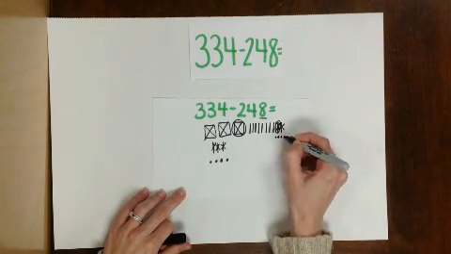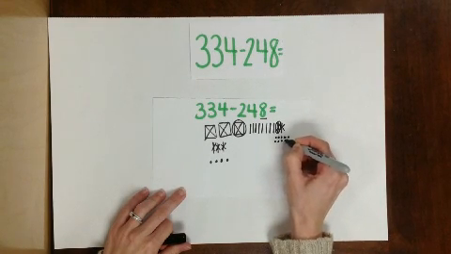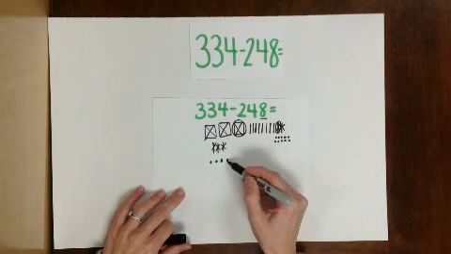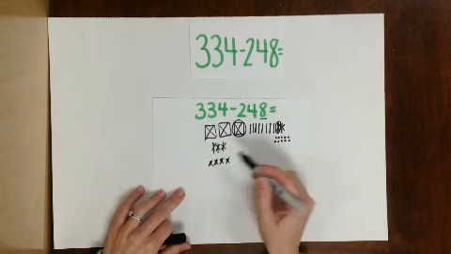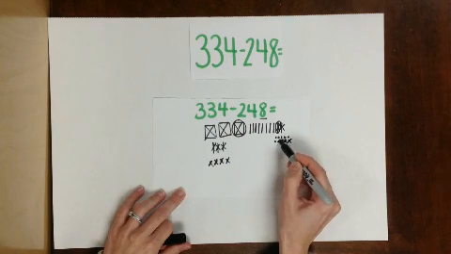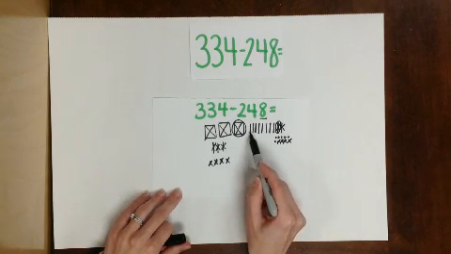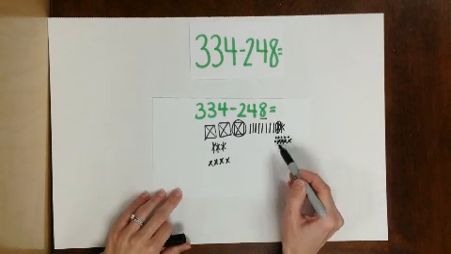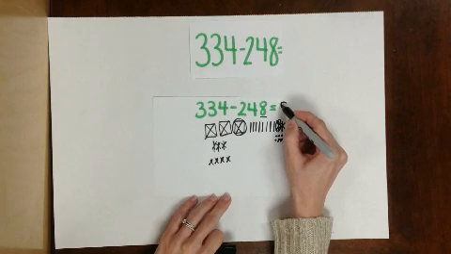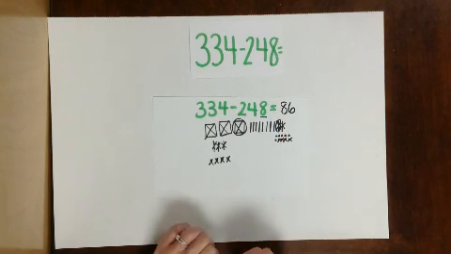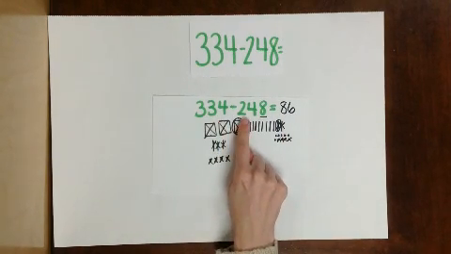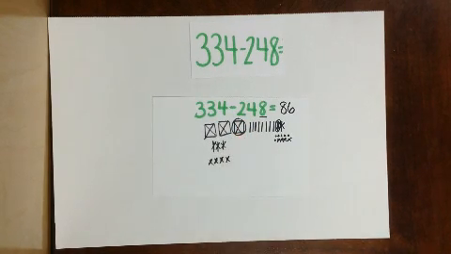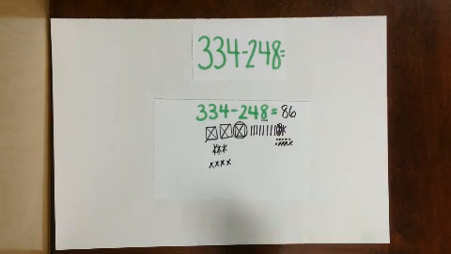1, 2, 3, 4, 5, 6, 7, 8, 9, 10. Now we have enough ones to be able to subtract the 8. 1, 2, 3, 4, 5, 6, 7, 8. We have 10, 20, 30, 40, 50, 60, 70, 80, 85, 86 left. We started with 334, subtracted 248, needing to decompose 100 and 10, and we have 86 remaining.